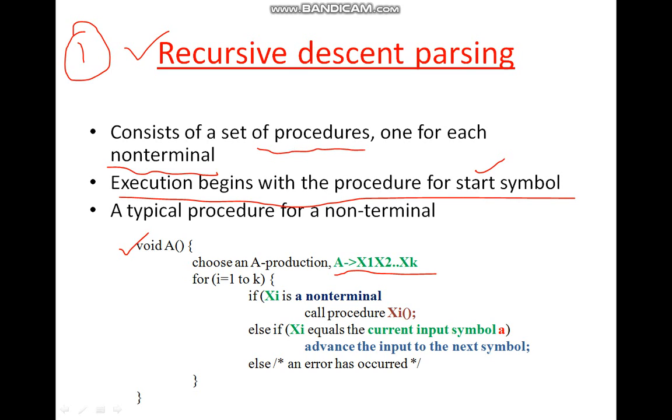And generally, suppose you are opting for this production rule, so the algorithm would work in this fashion. Void A, this is for the variable, and this is your alternative, it has k variables, so we will use a loop i equal 1 to k. If Xi is a non-terminal, in that case we will call the procedure for Xi. If Xi is equal to the current input symbol, then we will move input to the next symbol, that means ip++, otherwise error. In this way the algorithm is implemented for recursive descent parsing.